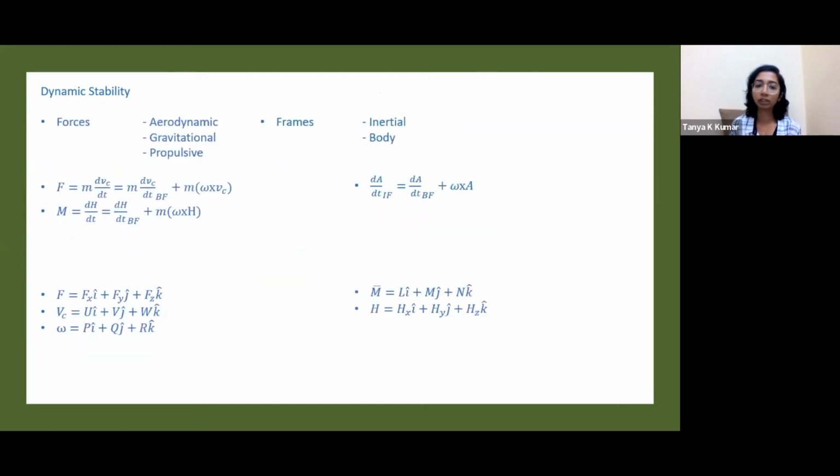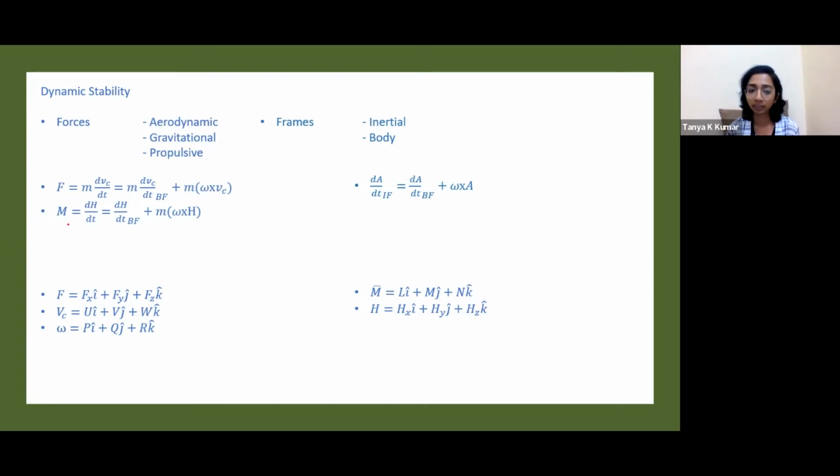Now, we saw the forces required for the analysis of dynamic stability. There are three types of forces: aerodynamic, gravitational, and propulsive. Aerodynamic, we know, are lift and drag. Gravitational is acting downwards. Propulsive is thrust. Now, we have two equations of motion to analyze the dynamic stability: the force equation and the moment equation.